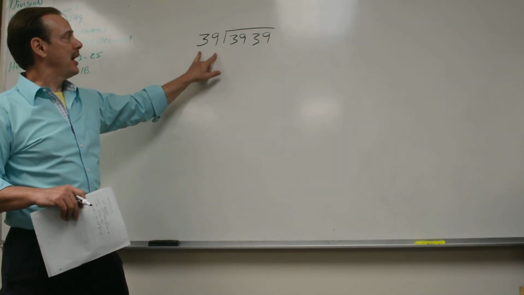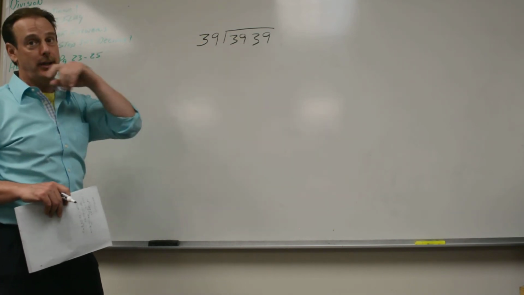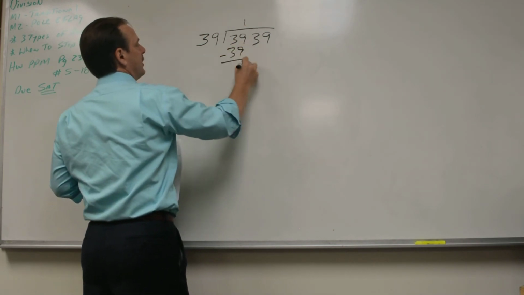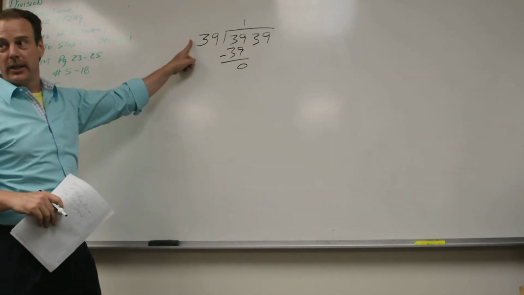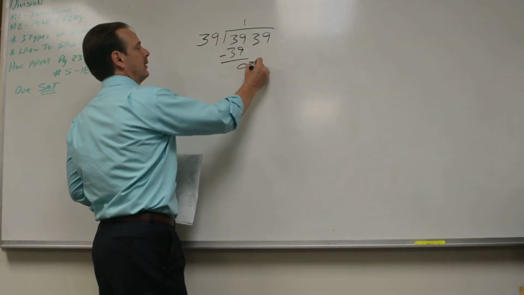All right. Does 39 go into 3? No, so we leave the first space. Go to the second. Does 39 go into 39? 1 time. We get a 0. Is 0 less than 39? Yes. Okay, that number's good. We bring down the 3.